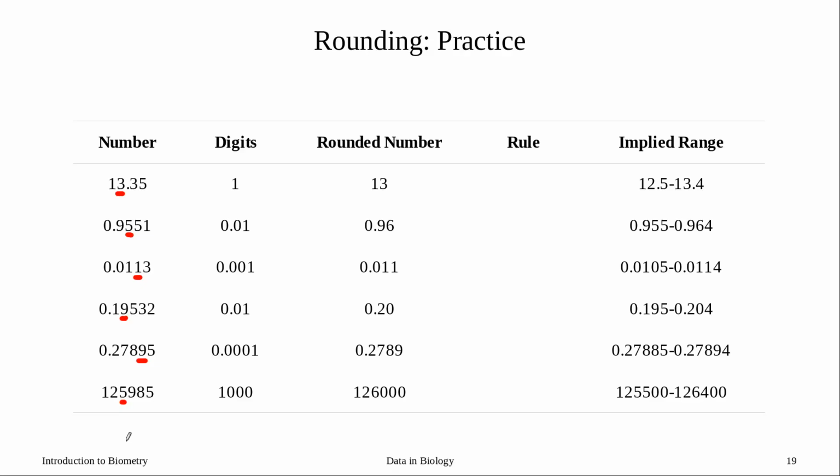Rounding there. Next digit's a 9. We round up. So 126,000, that's our rounded number. Zeros are placeholders, again, because we're in the thousands. Make sure we have the correct number. Our implied range still goes to that next digit. So this next digit is that 0. So our implied range is 125,500 up to 126,400. That's our implied ranges.